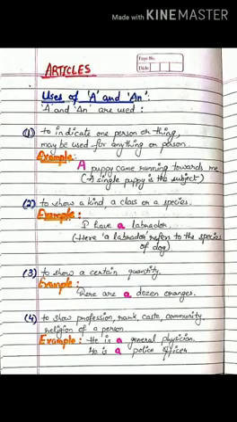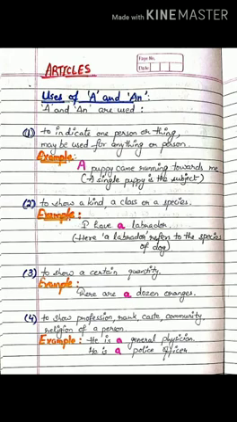A and an are used to indicate one person or thing. It may be used for anything or person. Example: a puppy came running towards me. A single puppy is the subject of the sentence, so we use a for a singular noun.